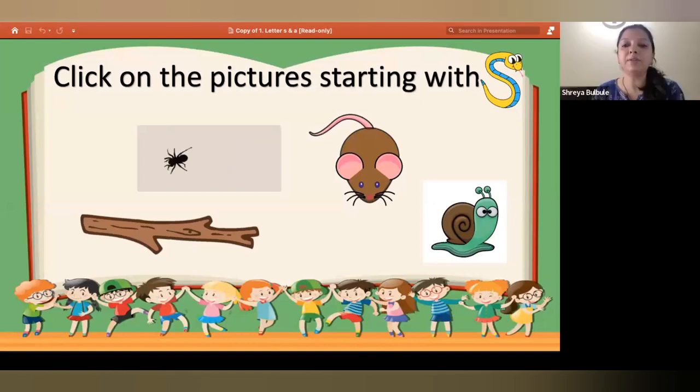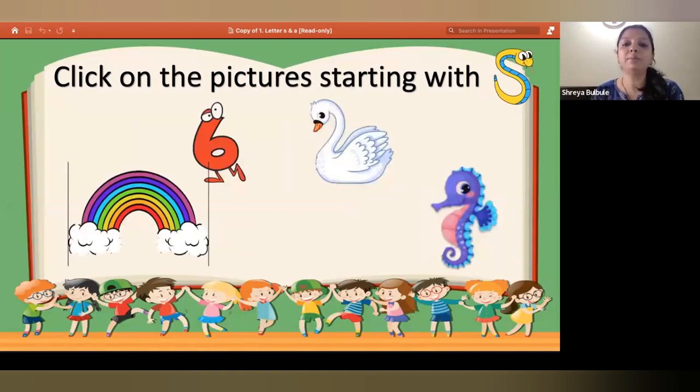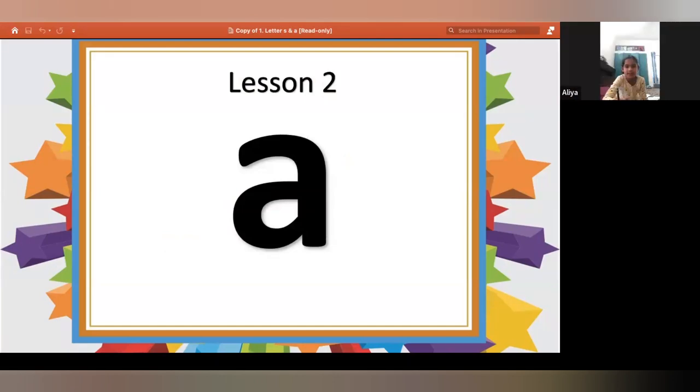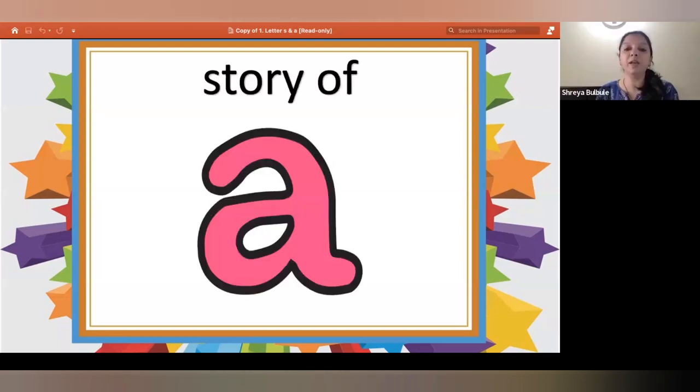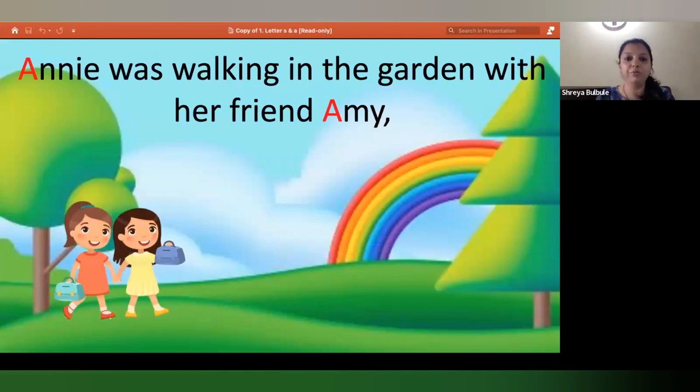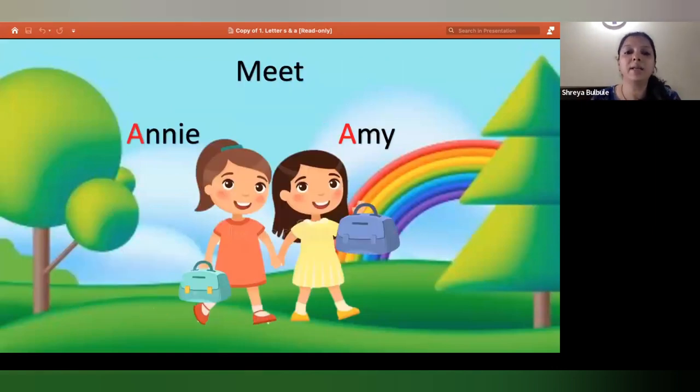Then we did this activity. Do you remember this activity which we did? Yes. So we'll skip this part and we'll go to the next. What is the next letter? A. Now let's listen to the story of A. Oh my God, there are two friends here. Can you see? What are their names? There's Annie and Amy.